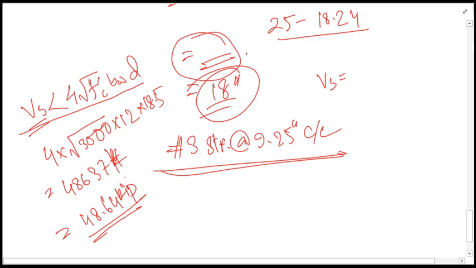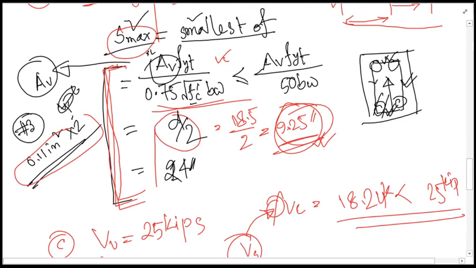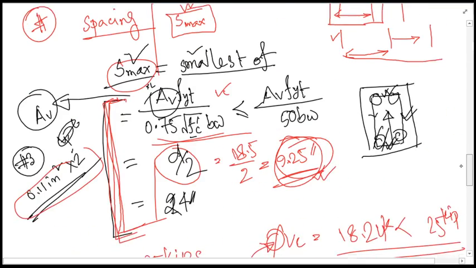So if VS is less than this value, then you can obviously use this formula, no doubt about that, but you will be comparing it with these three, unless this is greater than 4 root Fc prime BWD. In case it is greater than 4 root Fc prime BWD, then you will have to go for another condition of S max, except this one what we have seen here.